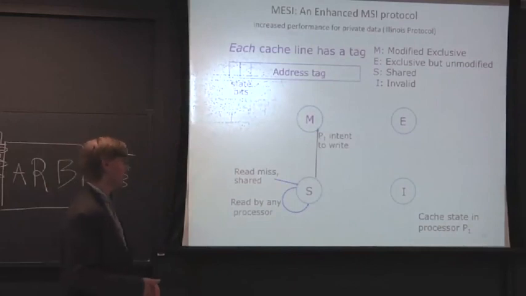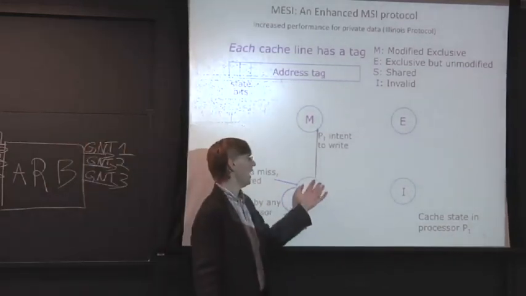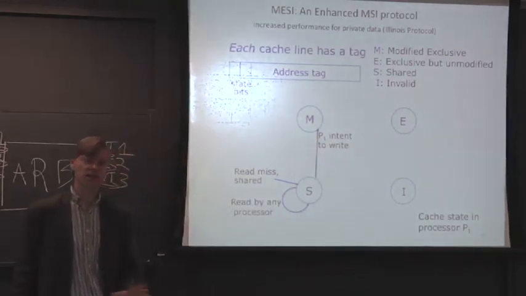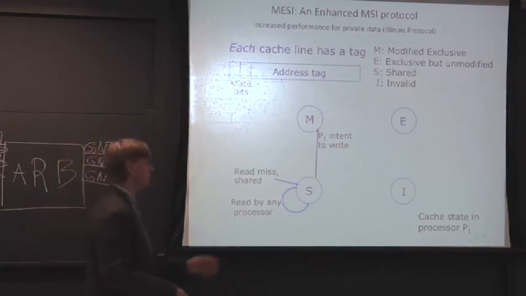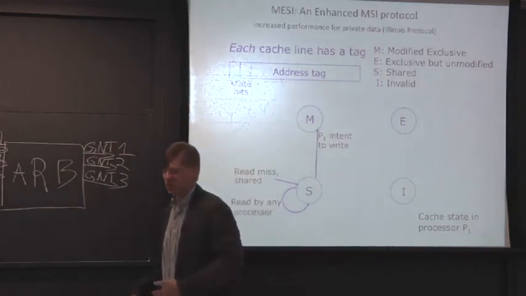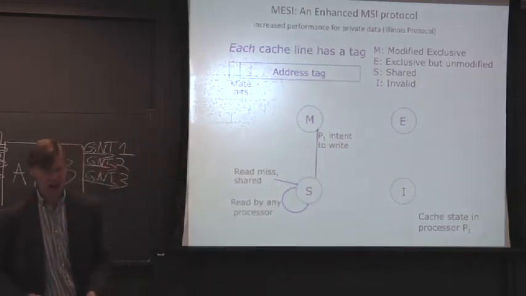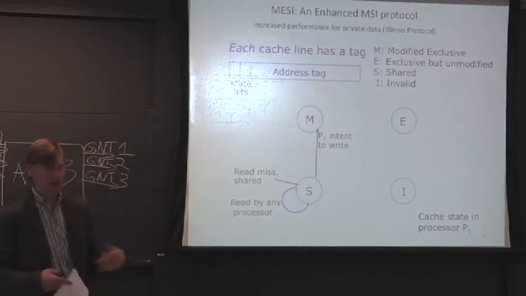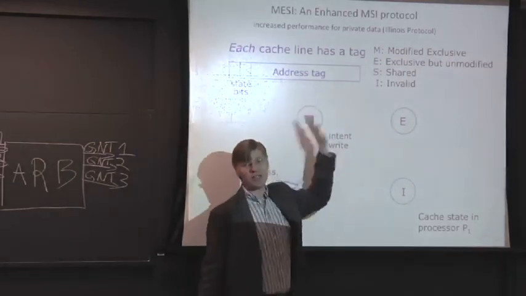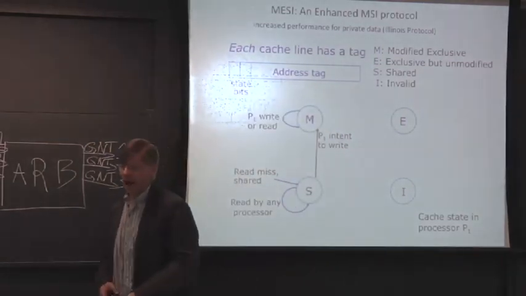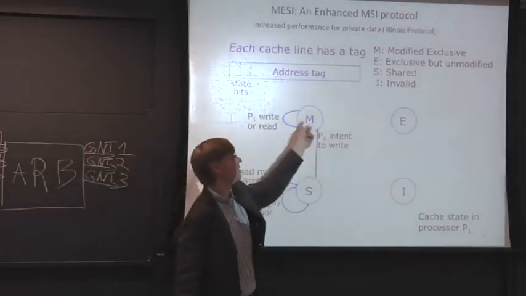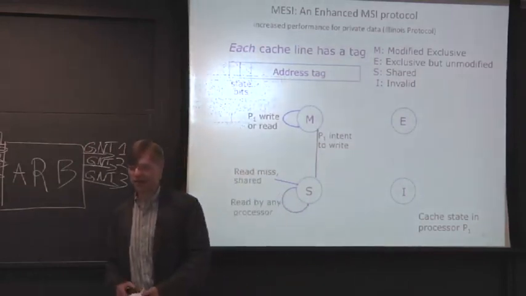OK, let's say you're in the shared state and you want to do a write to this piece of data. Well, this looks exactly the same as what happens in the MSI protocol. You try to do the write. You have to broadcast your intent to write. You have to give everyone a chance to respond to say that they have a copy, and they have to invalidate their copies and write it back to main memory. And then after that, you transition to the modified state, and now you can do your write. And just like before, if you're in the modified state, you can do a read or write to the line, and you stay in the modified state.